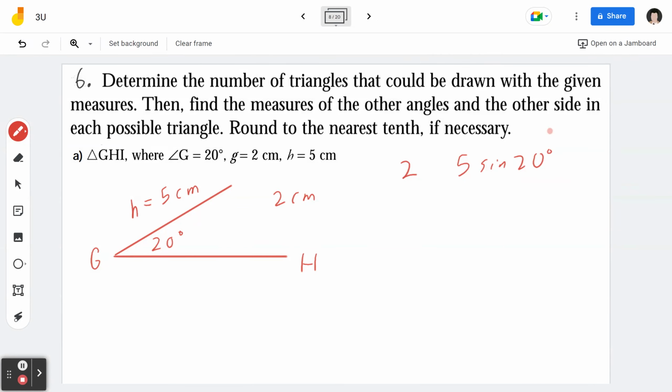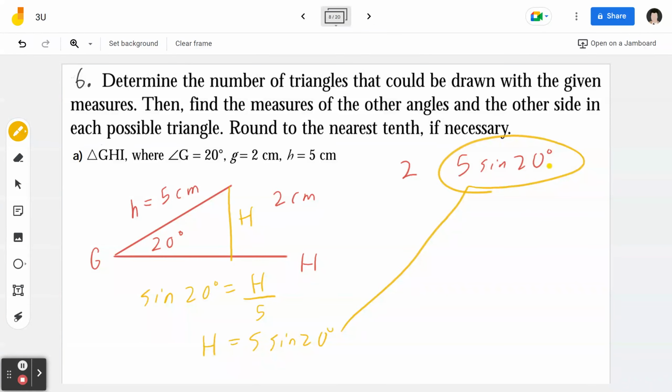Now again, just to make sure this is clear, what you're trying to do is this. You want to find this height. And this height is confusing because I wrote down H there, so maybe I'll use capital H. This height that we're talking about is where sine of 20 degrees is H over 5. So the height is going to be 5 sine 20 degrees, which is why we wrote that. And you're comparing it with 2. Either it will be greater than, which will give you 2 triangles, equal to, which will give you 1 triangle, or less than, which will give you no triangles.